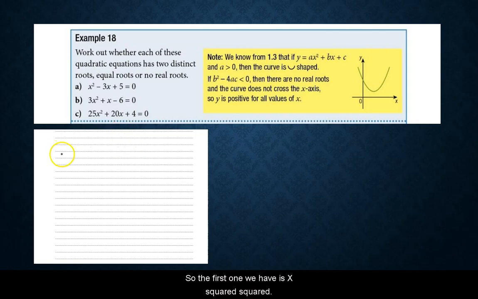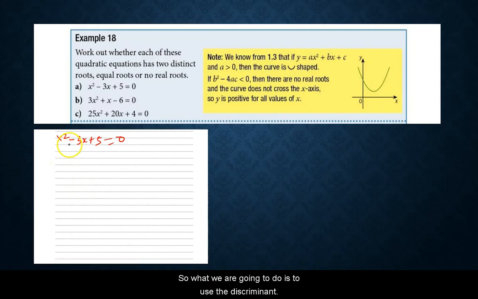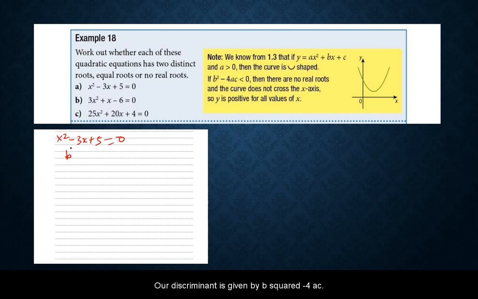The first one we have is x squared minus 3x plus 5 equal to 0. Now we want to see if it has no real roots, equal roots, or two distinct roots. So what we are going to do is use the discriminant. Our discriminant is given by b squared minus 4ac. So let's substitute the values.